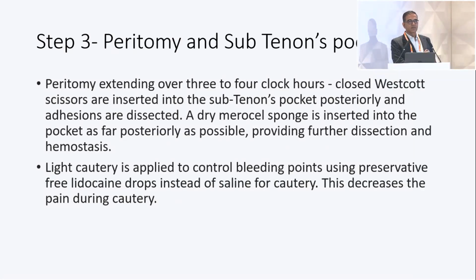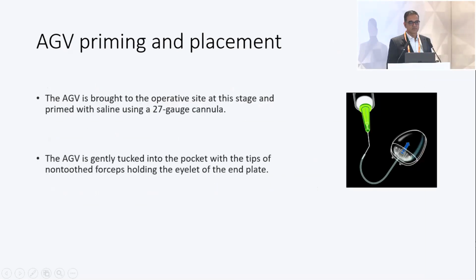The peritomy in the conjunctiva generally exceeds about 3 to 4 clock hours, with closed Westcott scissors inserted in the subtenon pocket posteriorly, and you dissect all the adhesions. You use a sponge or a cotton tip applicator, which is moistened, inserted as far posteriorly as possible, providing further dissection and hemostasis. I generally apply very light cautery to bleeding points using preservative-free lidocaine instead of saline. This will sometimes reduce the pain during the cautery.